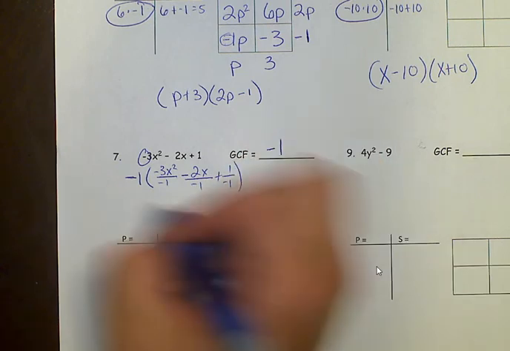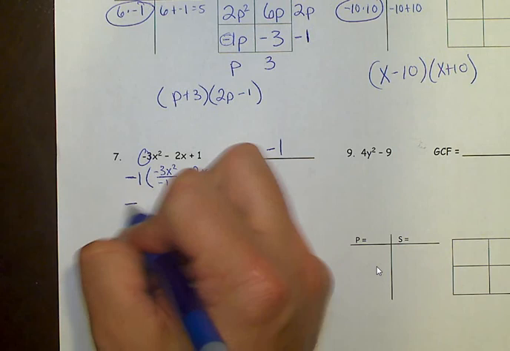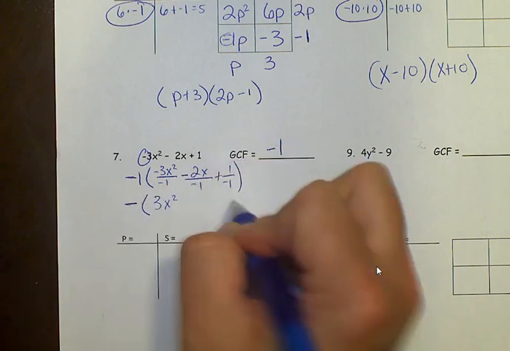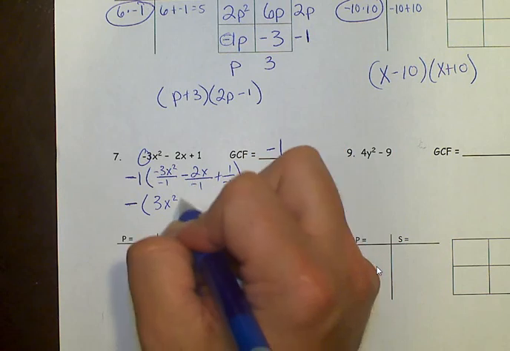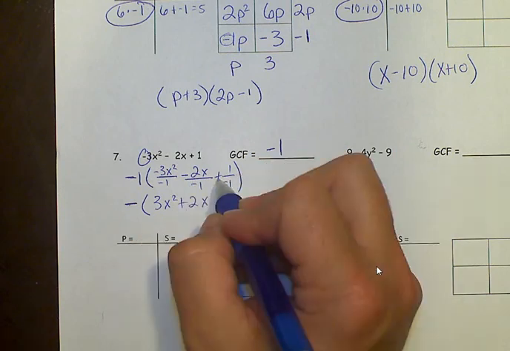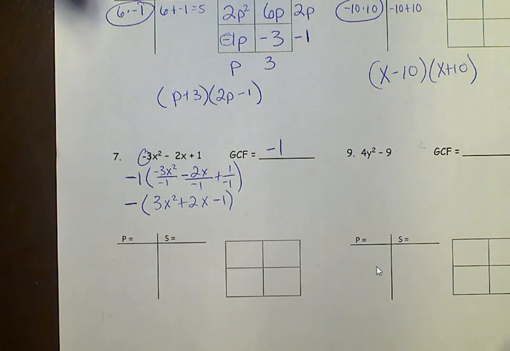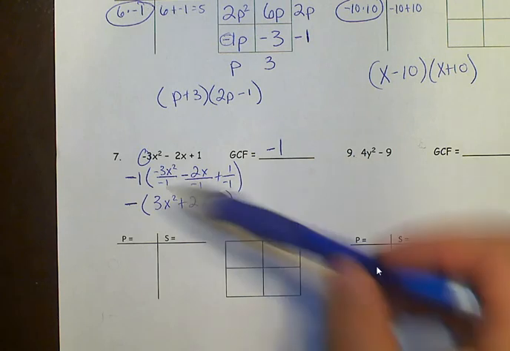So now I have a negative. This is 3x squared. Negative 2 divided by negative 1 is plus 2x. And 1 divided by negative 1 is negative 1. Now this is very important. Whenever I have a GCF, right now I have this negative.